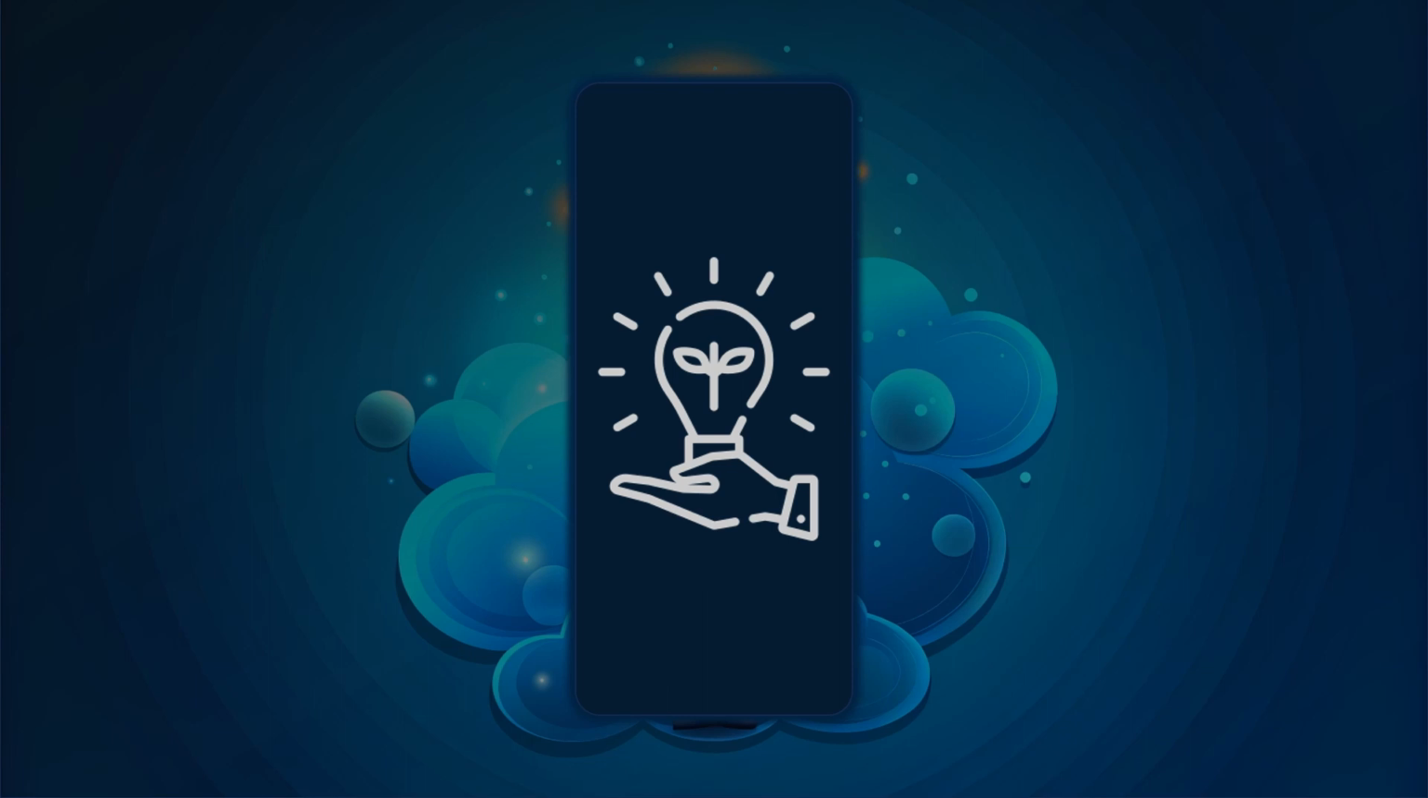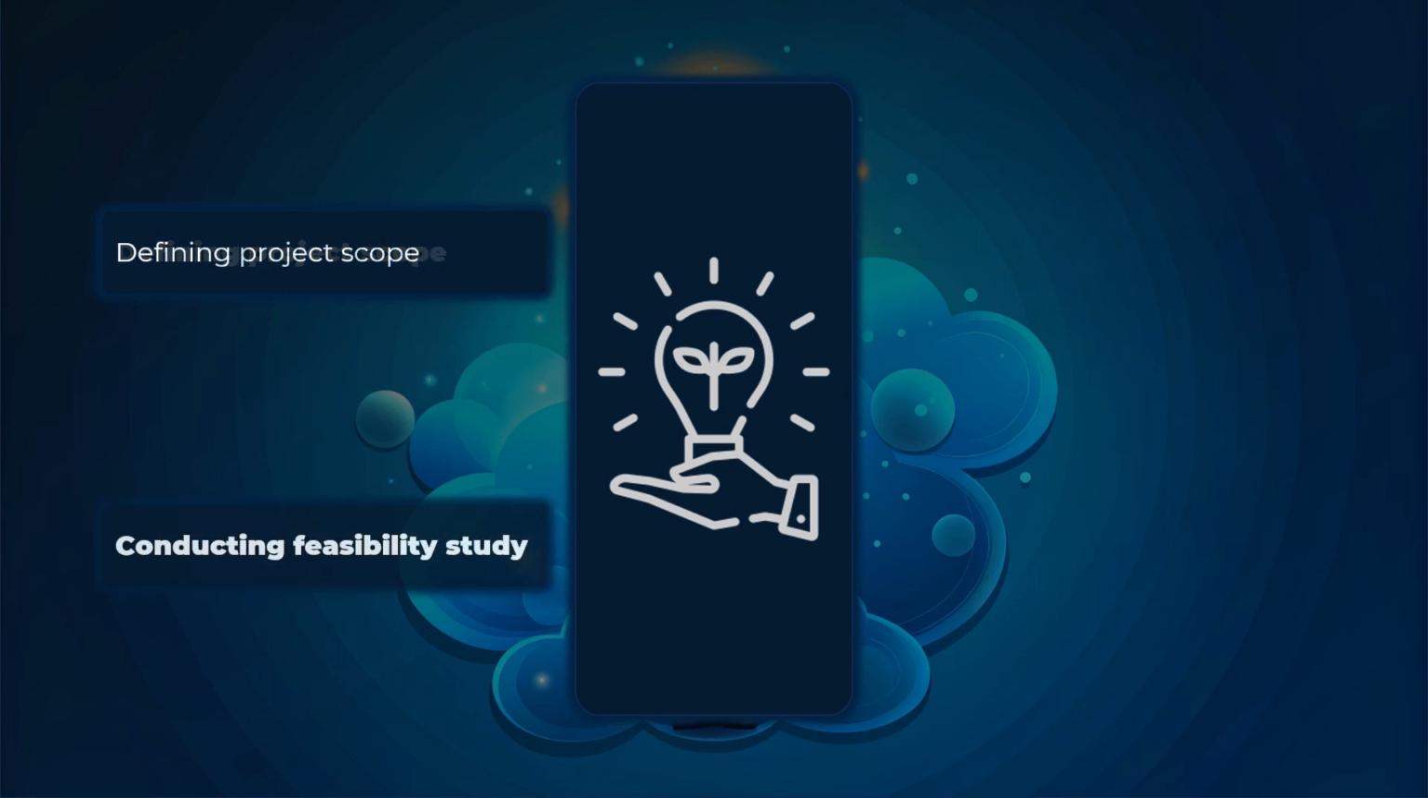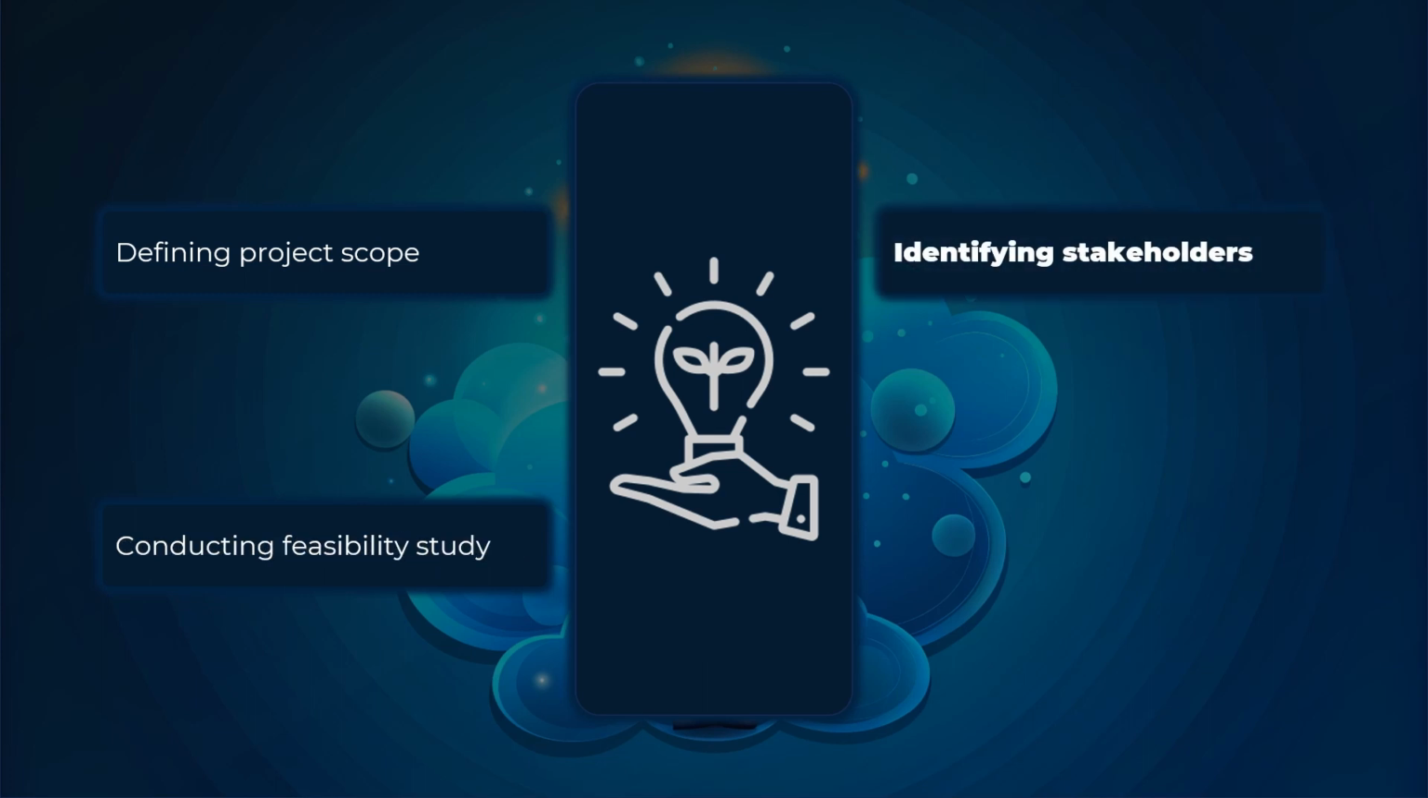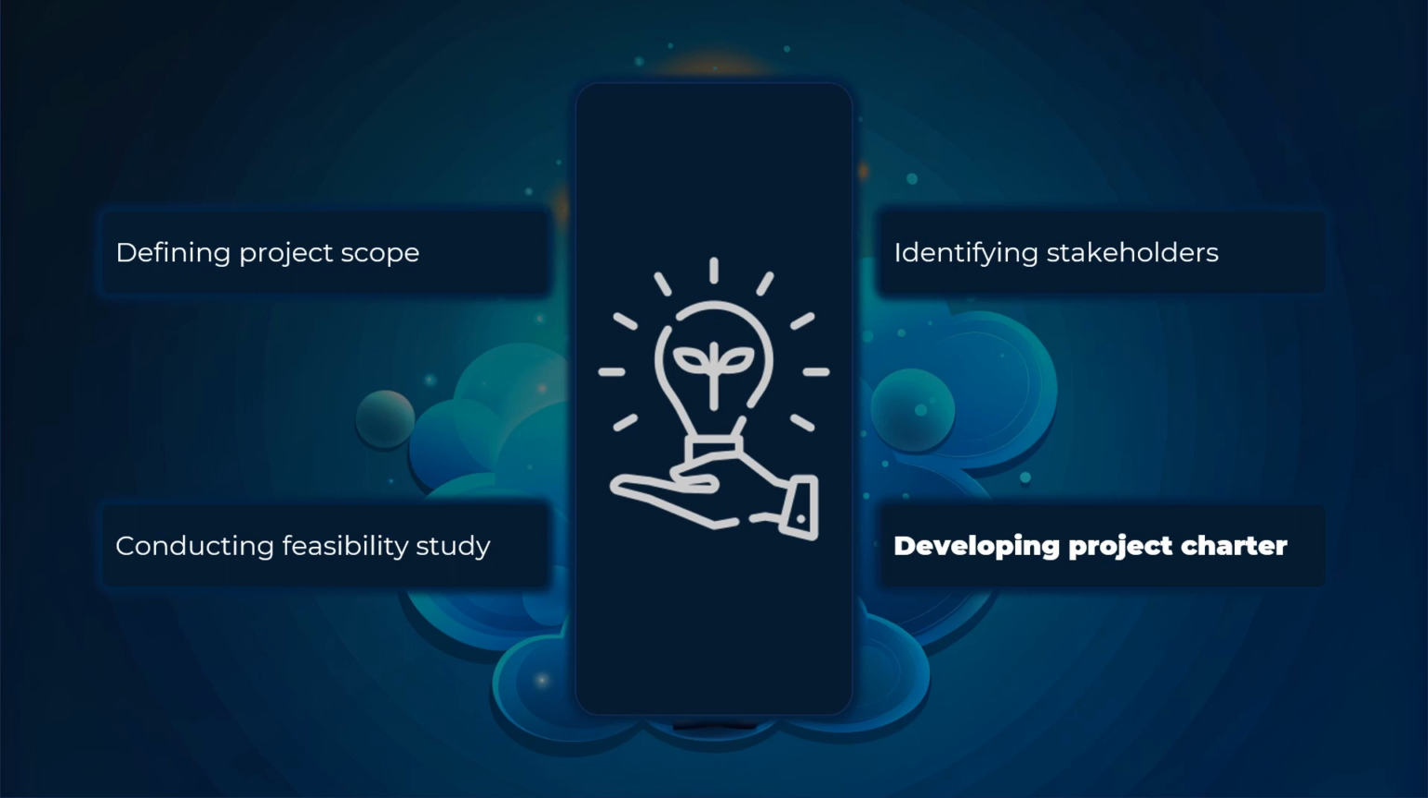The key activities in the initiation phase include defining the project scope, clearly defining the boundaries and objectives of the project. Conducting a feasibility study, assessing the project's viability, considering factors such as technical, economic, and operational feasibility. Identifying stakeholders, identifying all individuals or groups who have an interest in or will be affected by the project. Developing the project charter, creating a document that formally authorizes the project and provides a high-level overview of its objectives, scope, and stakeholders.